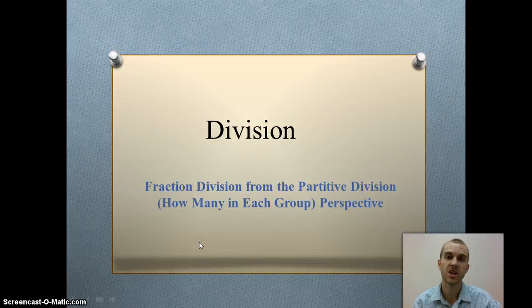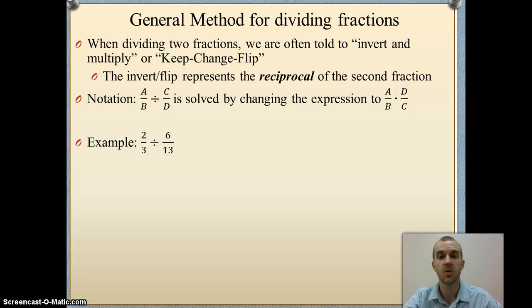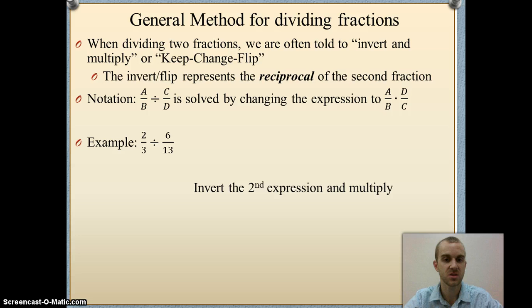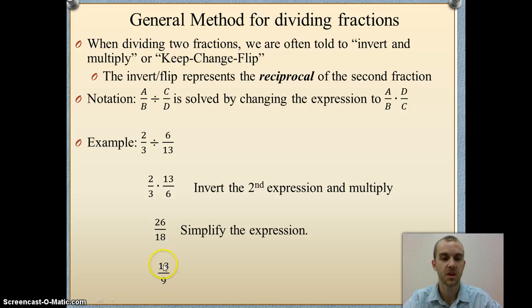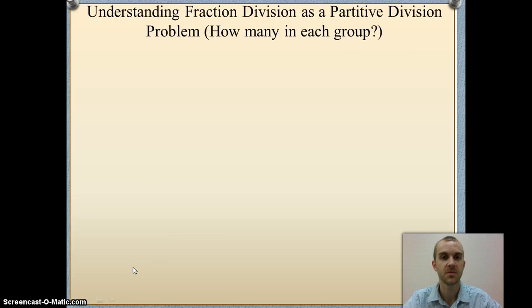In this video, we'll explore fraction division from the partitive division perspective. Now, as we talked before about dividing fractions, we multiply by the reciprocal. So if we have our example here, 2/3 divided by 6/13, to be able to actually solve this, we have to invert and multiply. So we change the division to multiplication, flip that second fraction, and then we multiply across to get 26/18, and then we simplify. And we get 13/9.